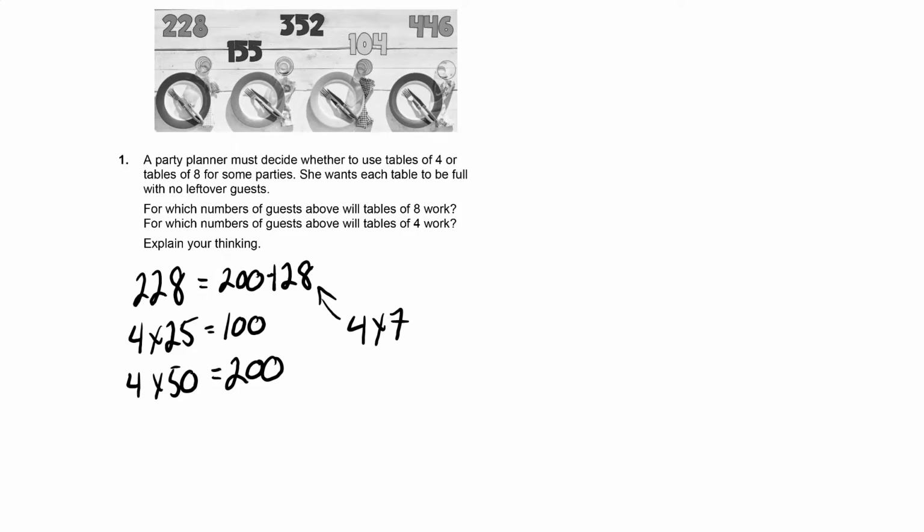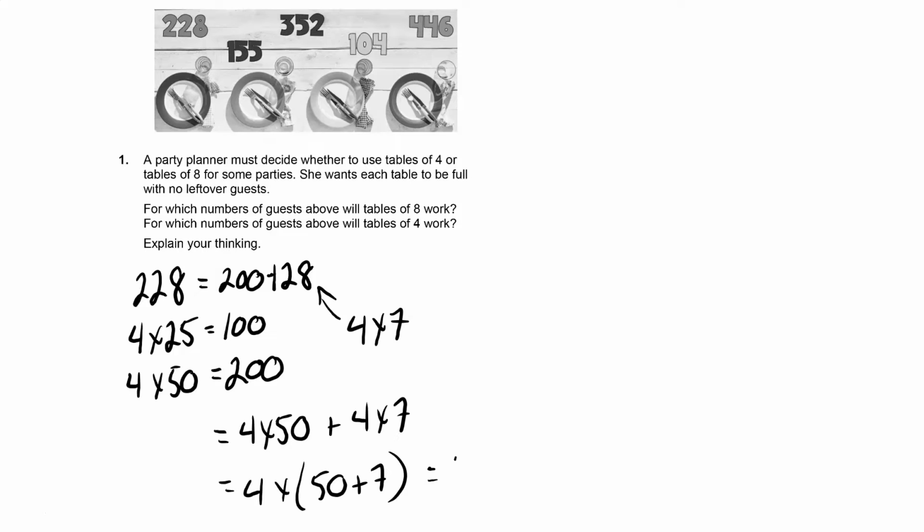So if I put all of my multiplications together here, I could say the whole thing was 4 times 50, which gives me 200, plus 4 times 7. Another way of writing that would be 4 times (50 plus 7), or 4 times 57. So I can say definitely that 228 is divisible by 4.